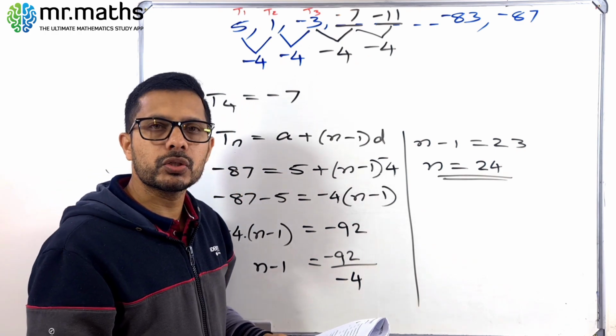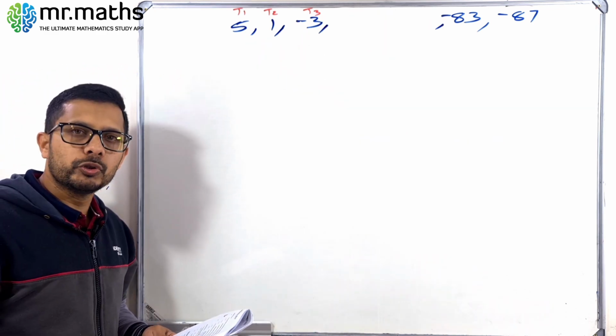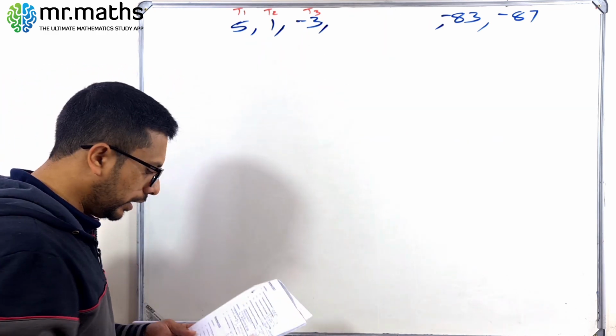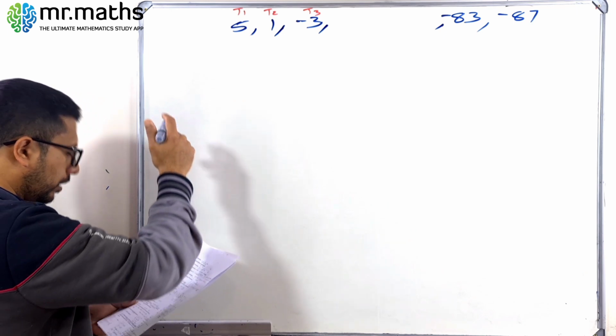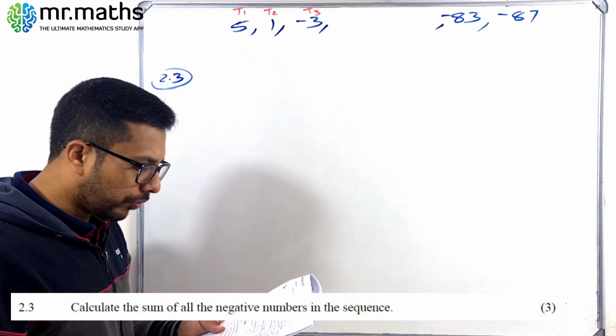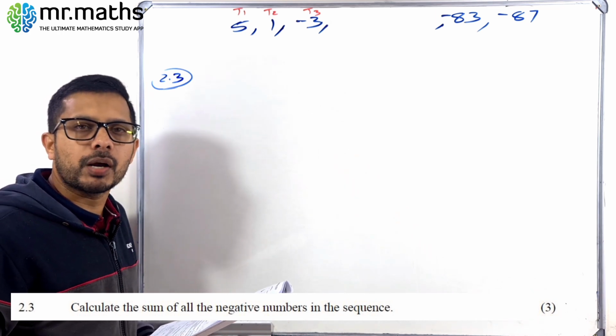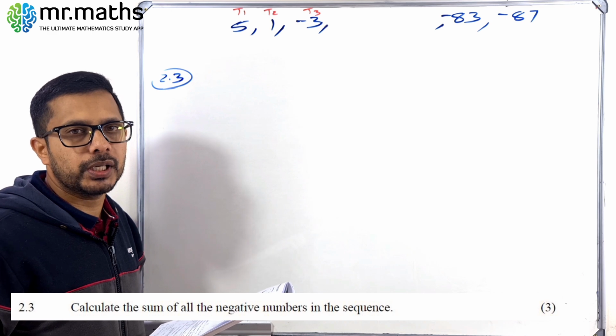Now let's move to the next question, question number 2.3. What is that question? Calculate the sum of all the negative numbers in the sequence. You have to find the sum of all the negative numbers.